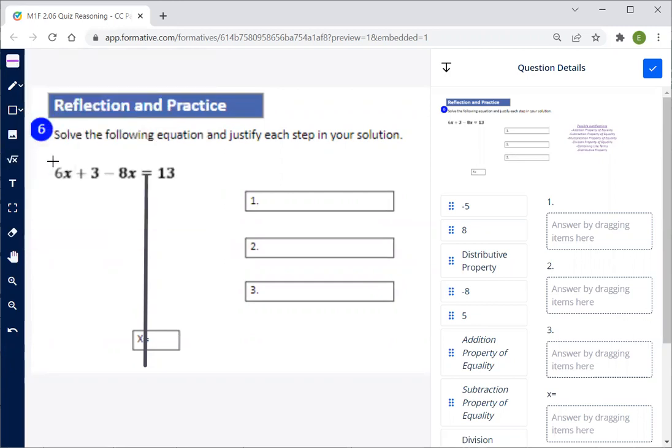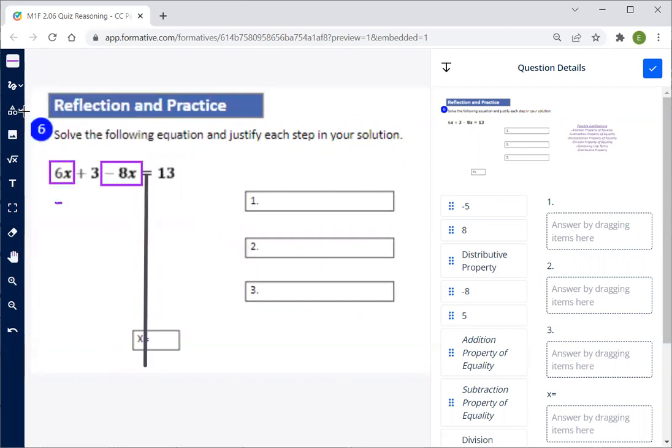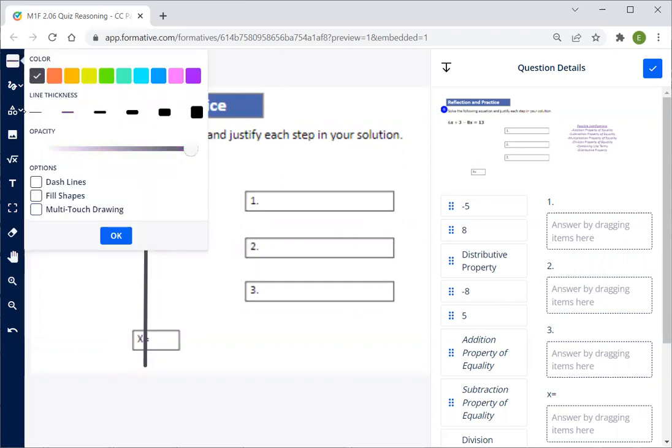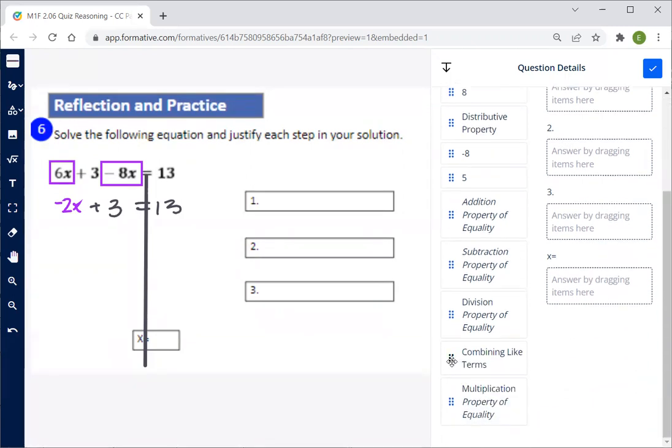Or sorry, x's on one side. So we have 6x, and remember to take the sign with that 8x, so -8x, so 6 minus 8 is -2x. And I'm going to do it how they did. I'm going to make sure I put the color with the thing that I change. And then they have +3 equals 13. And what we just did was combining like terms.